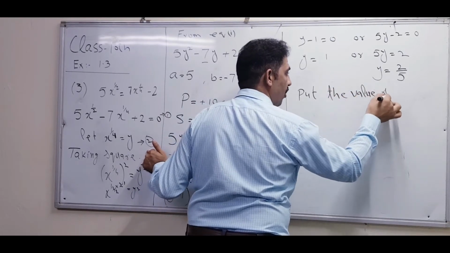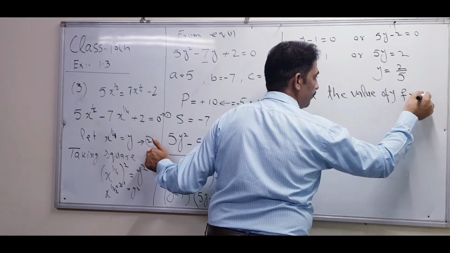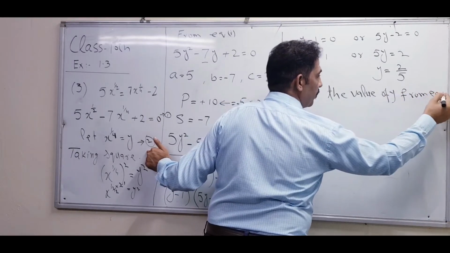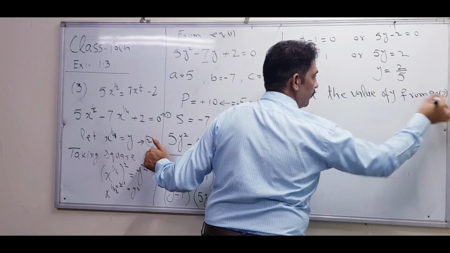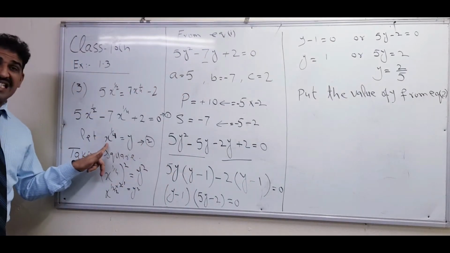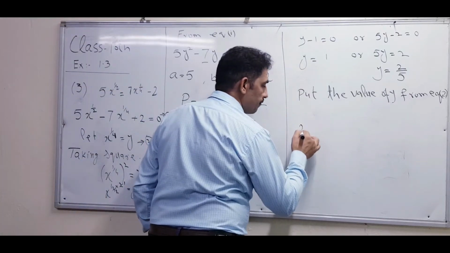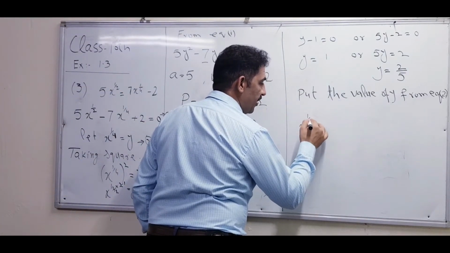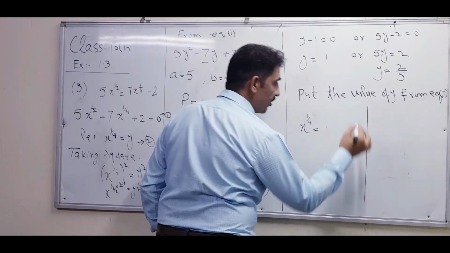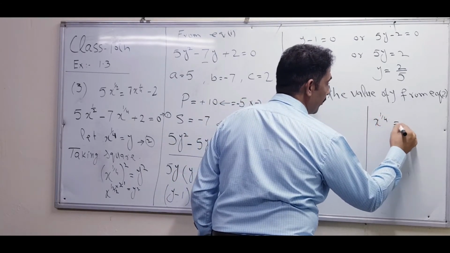Put the value of y where? From equation 2. So what is the value of y from equation 2? The y is equal to x exponent 1 by 4. Here we will also write x exponent 1 over 4.